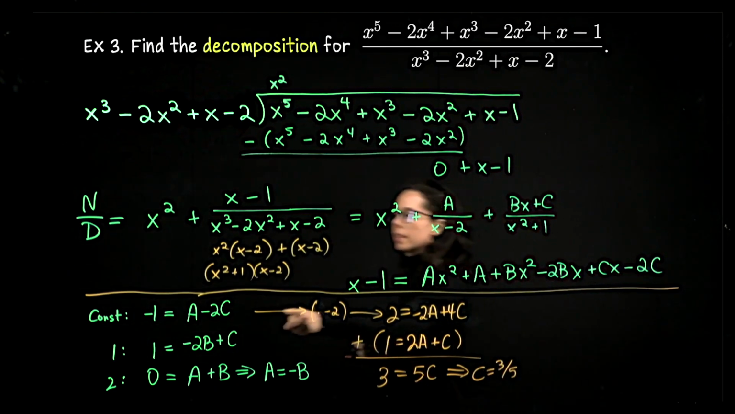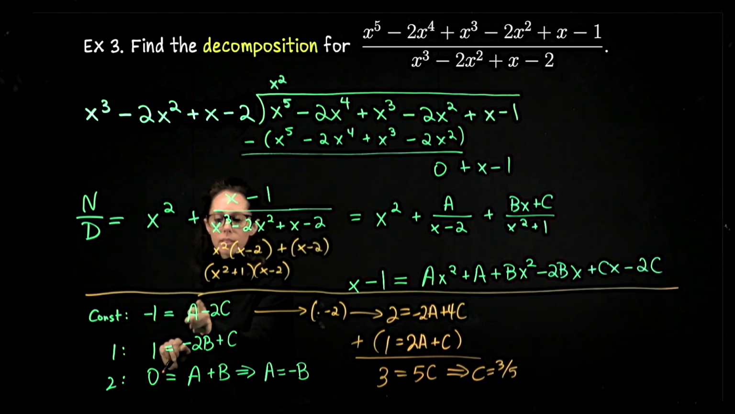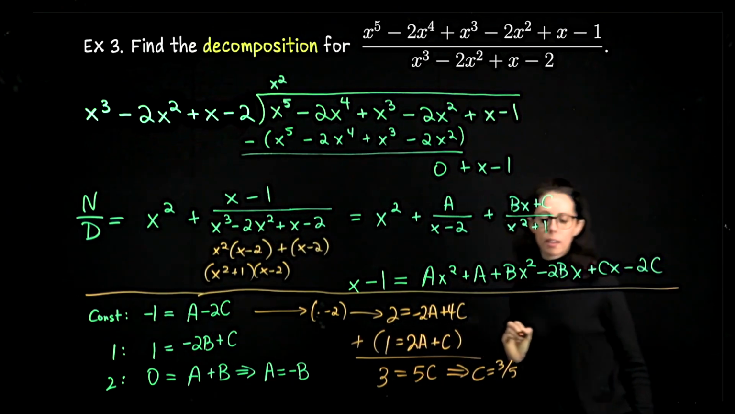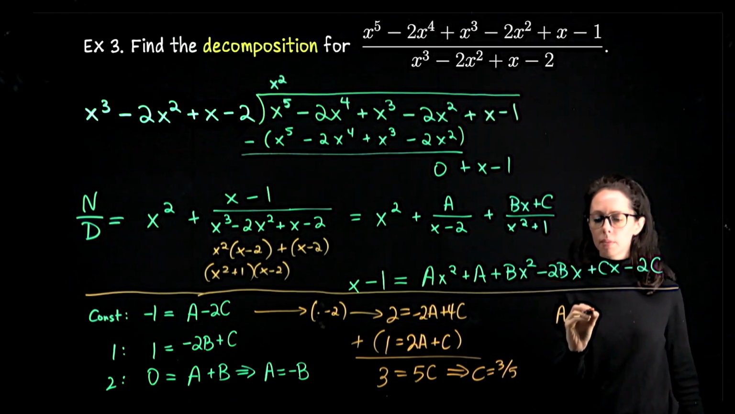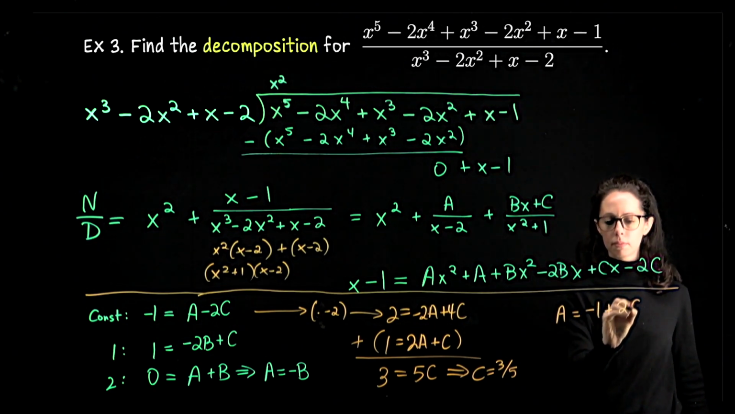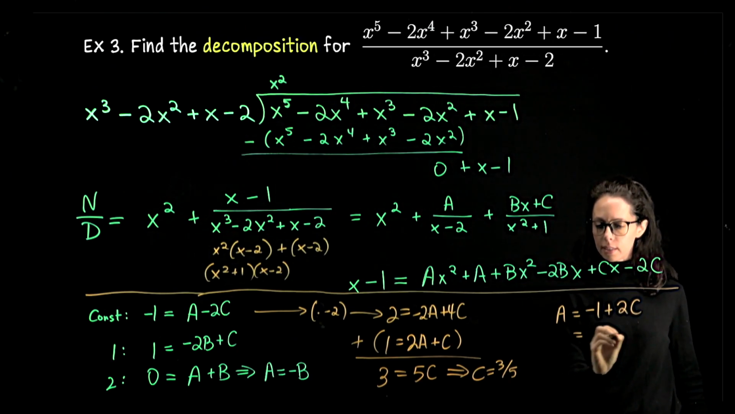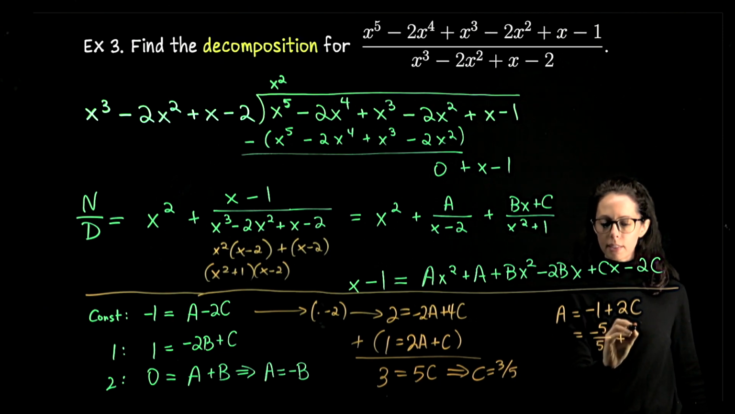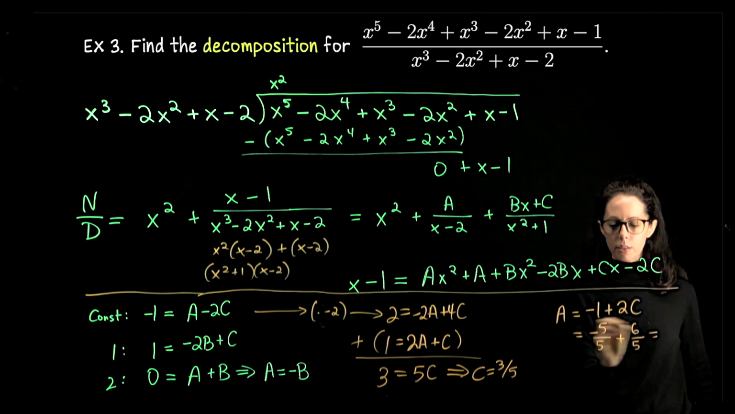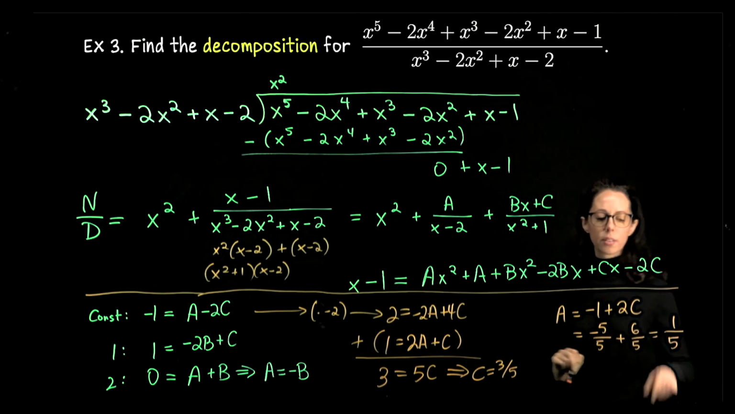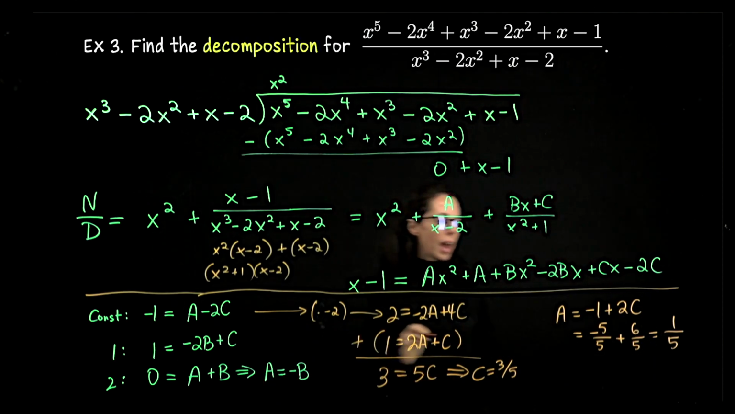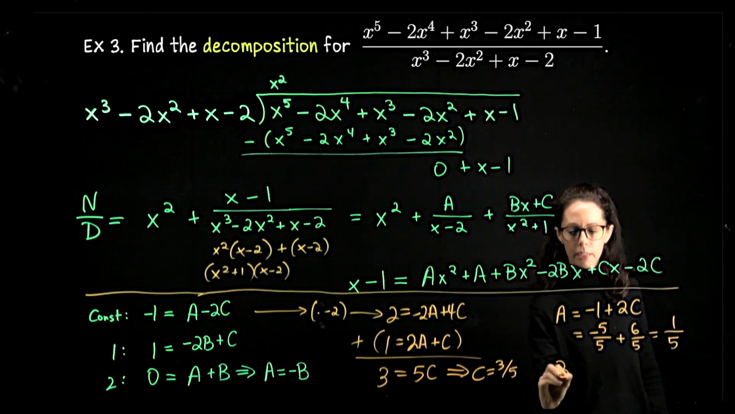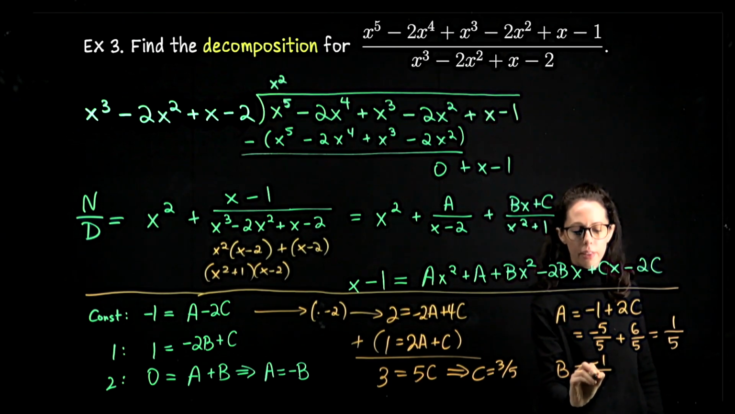I can come back to this first equation the way it was written to immediately solve for a in terms of c. So we can say a is negative 1 plus 2c. So in this case, that's going to be negative 5/5 plus 6/5, which is 1/5. Okay, so that's the numerator a. And then b is just the negative of that. So immediately I also know b, it's negative 1/5.